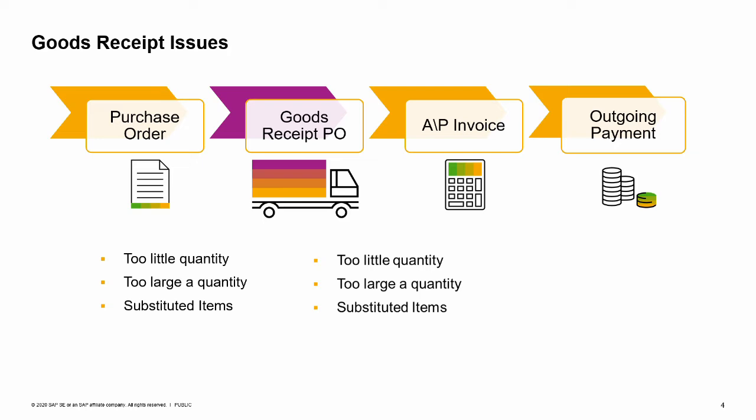We will examine the options available in SAP Business One for resolving issues that arise at goods receipt. First, we will see how you can handle too little quantity by creating a goods receipt PO for a partial quantity. Second, we will see how you can increase quantity on a goods receipt PO when you receive too large a quantity. Third, we will look at how you can add new items when you receive substitutions.